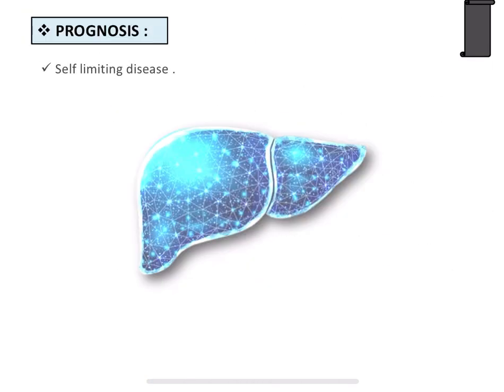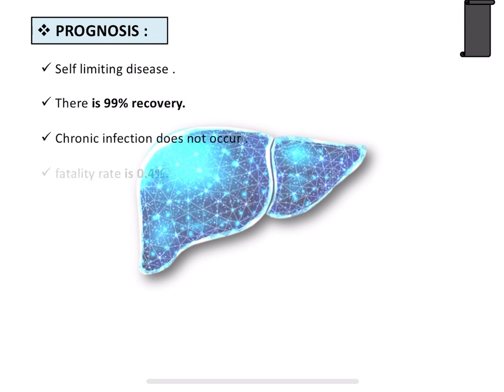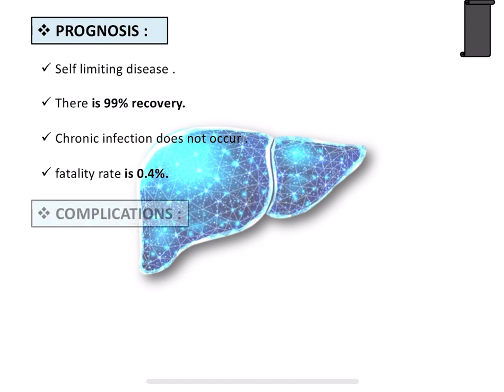Moving further to the prognosis. As I said earlier, it is a self-limiting disease and there is 99% of recovery chances in cases of hepatitis A. Chronic infection does not occur, and the fatality rate is 0.4%. The complications include the fulminant hepatitis.